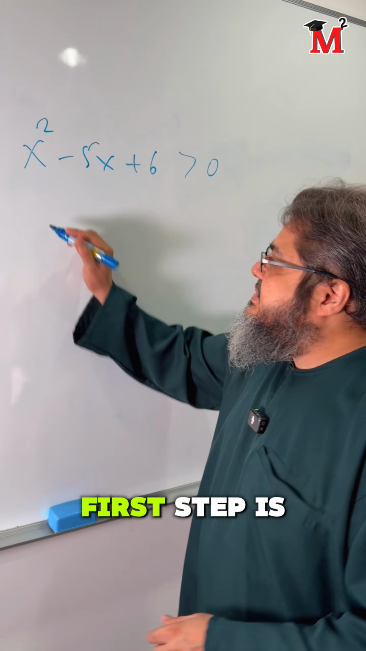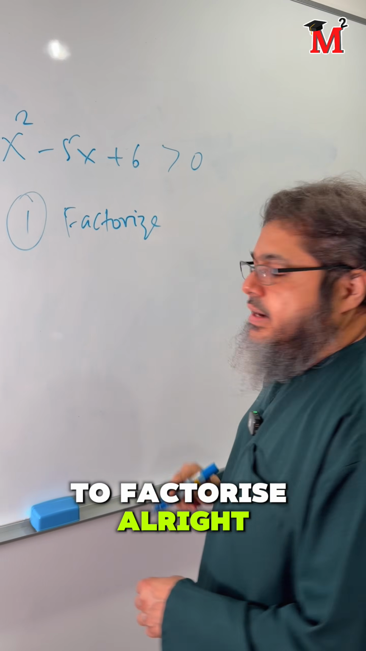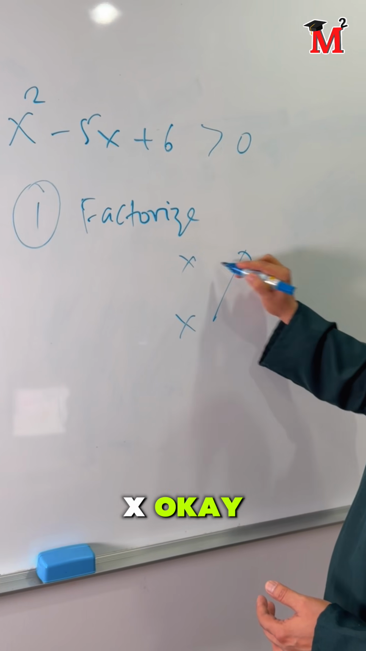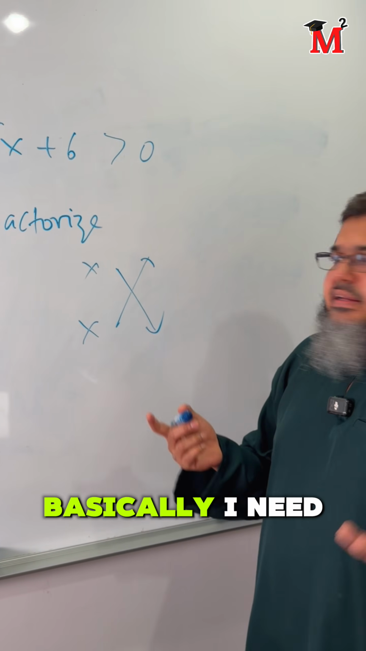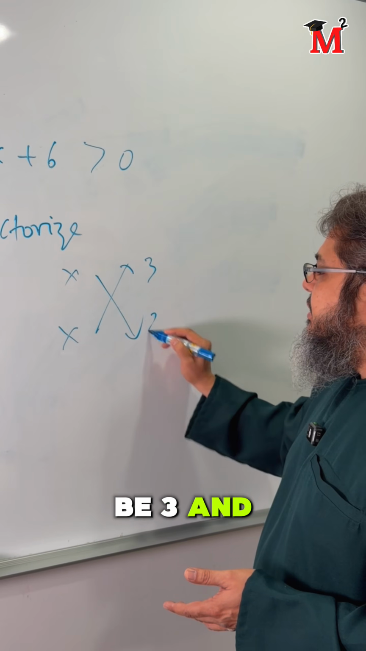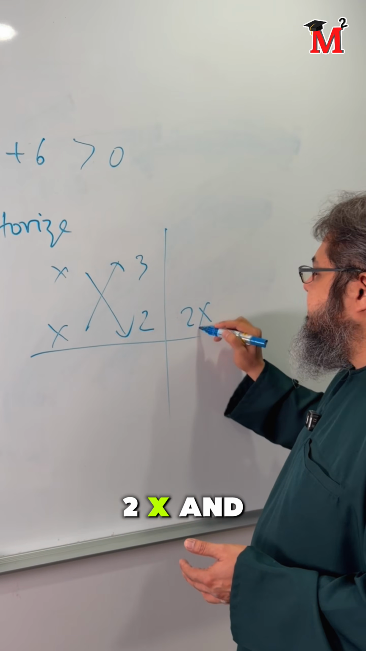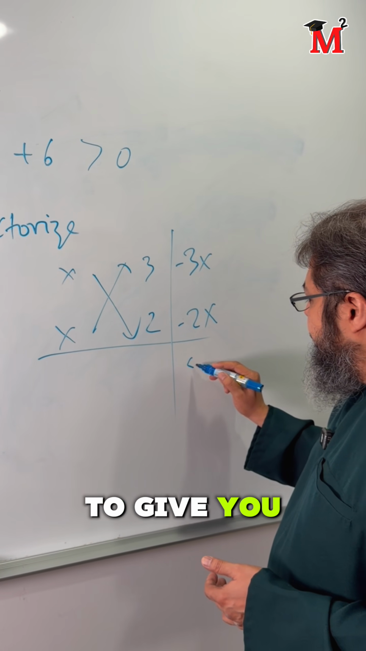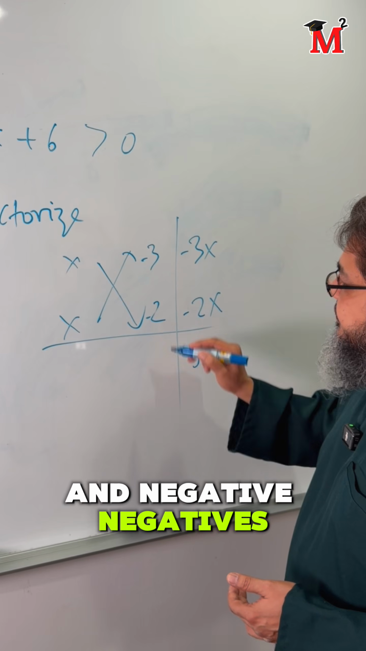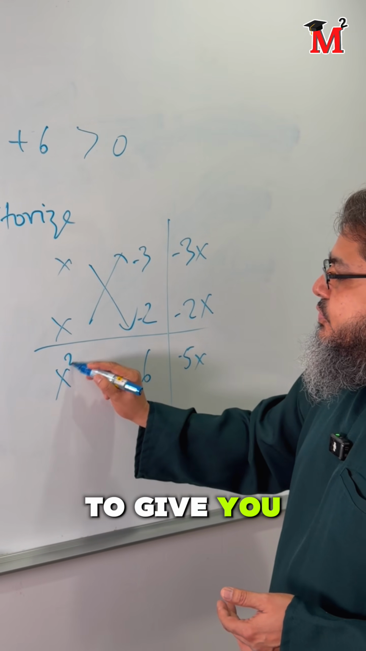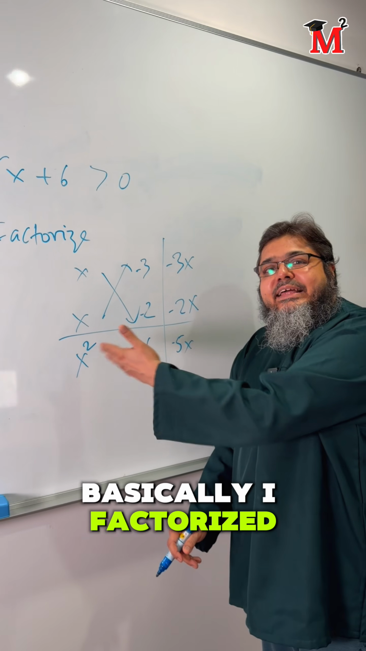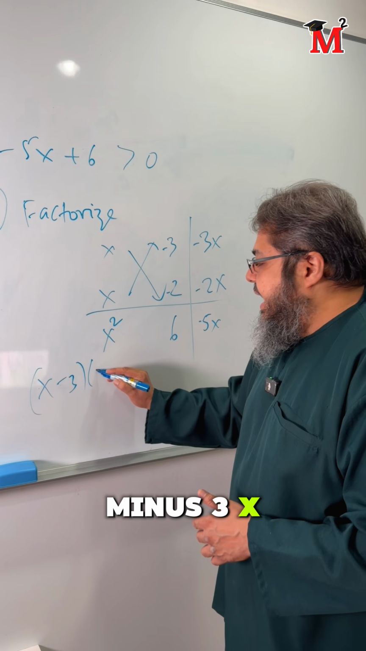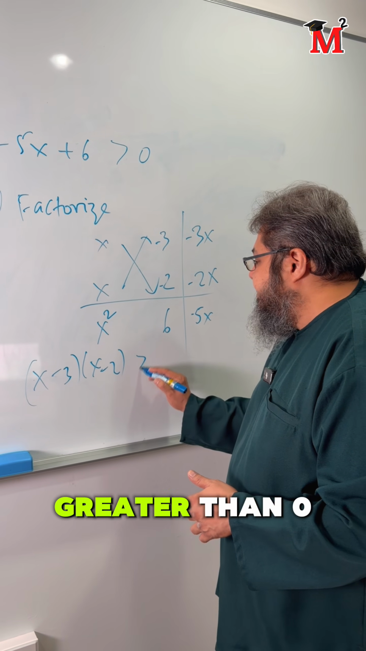What is the first step? The first step is to factorize. How do you factorize? Your crisscross method. You have x squared, so you have an x and an x. Your crisscross method, you have a 6. So basically, I need a 5. So it's going to be 3 and a 2. So this one will give you 2x and this one is going to give you 3x. But I need a negative, so it's going to be negative. Negative is going to give you negative 5x, and negative is going to give you positive 6, and this is going to give you x squared. So basically, I factorized. So what's the factorization of this? It will be (x minus 3)(x minus 2) is greater than 0.